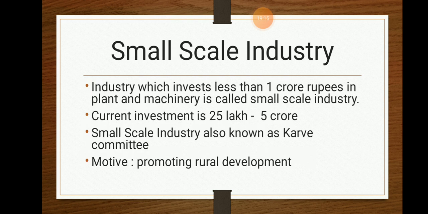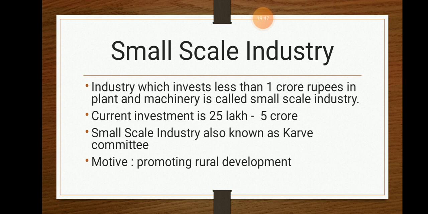Okay, the last thing under industry is the small scale industry. So what does small scale industry mean? The meaning of small scale industry is an industry which invests less than 1 crore rupees in plant and machinery. In simple terms, any setting up or constructing of an industry with investment of less than 1 crore is known as a small scale industry, which was the definition in the year 1956.